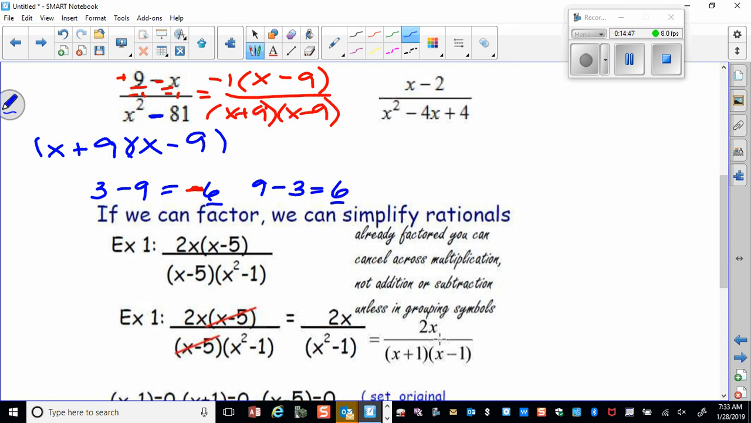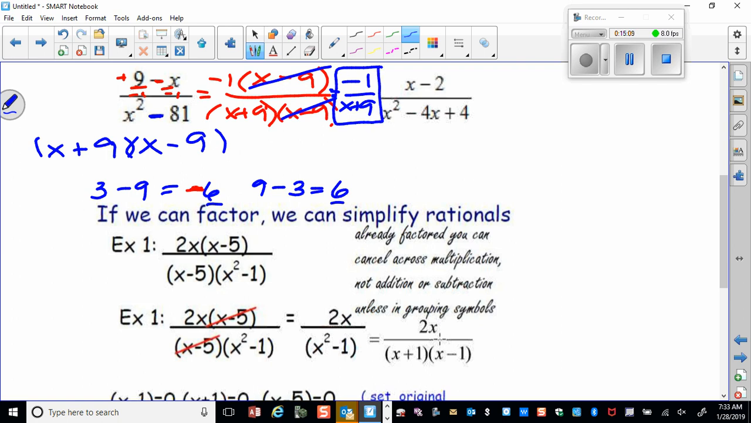And now I can divide out my common factors. And so my answer after this is reduced is going to be negative 1 over x plus 9. I don't need to put parentheses if it's all by itself.